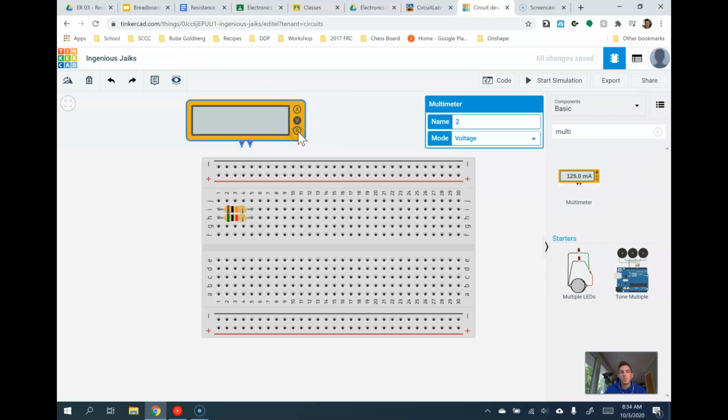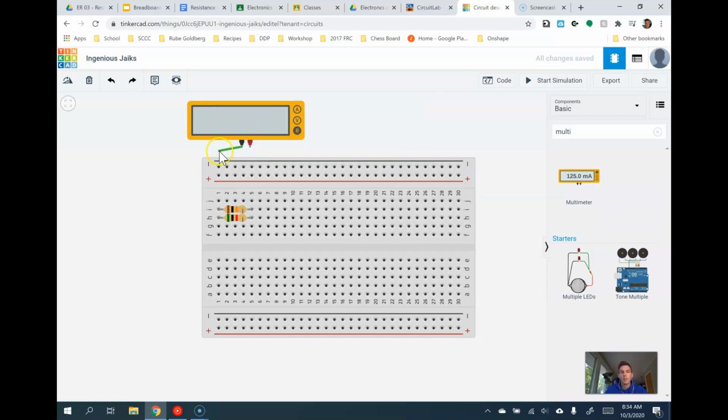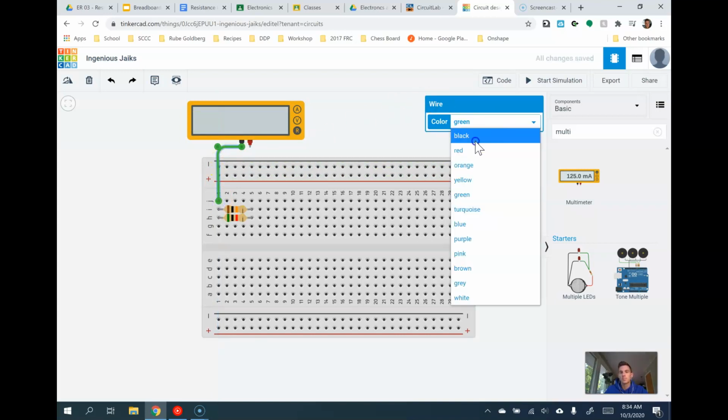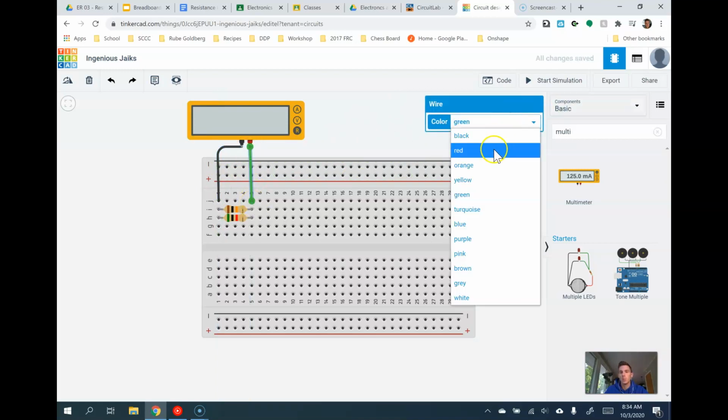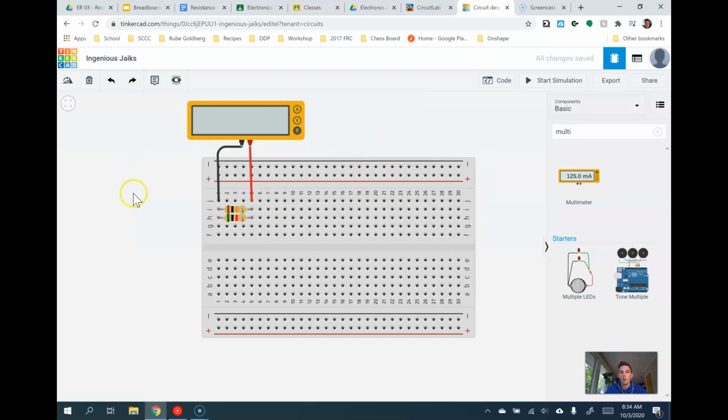Again, I'm going to set it to be a resistance, an ohm meter. And off of the negative side, I'm going to put a black wire in. And off of the positive side, I'm going to put a red wire in, okay? And I'm just connecting these to where the resistors begin and end, okay?